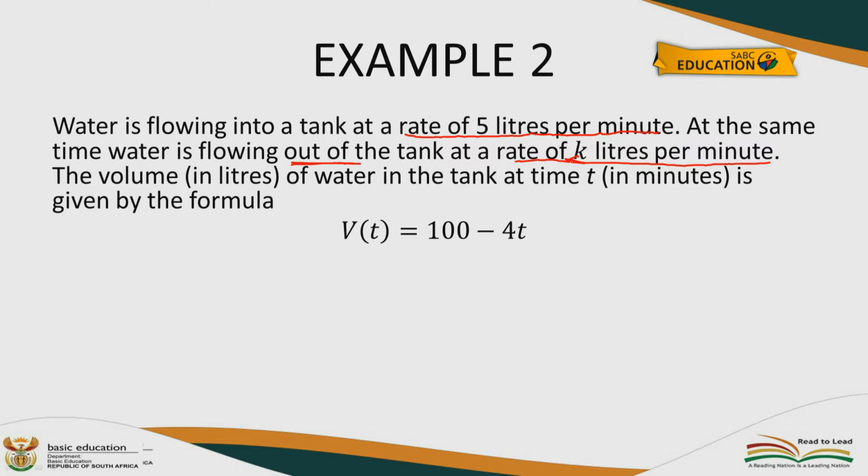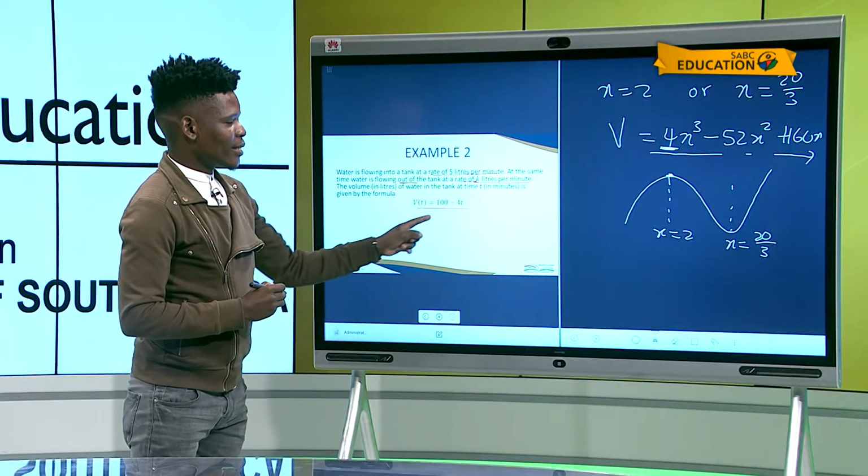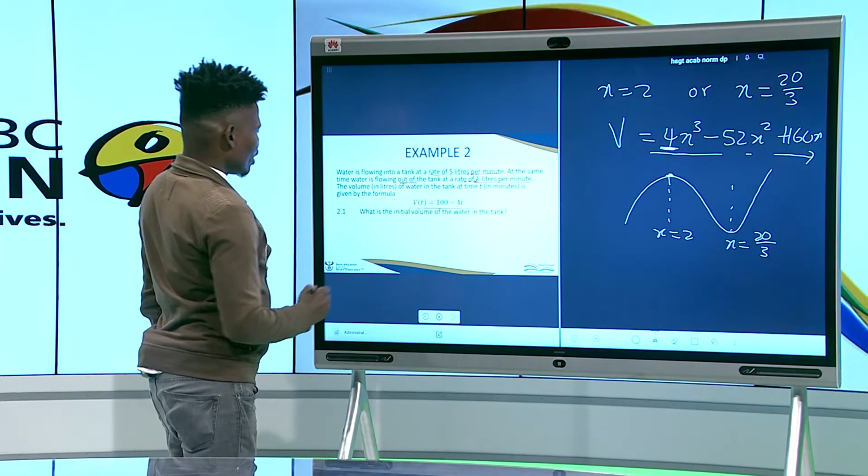Now, the volume in liters of water in the tank at any given time in minutes is given by the formula V of t equals 100 minus 4t. So this is the expression that will give you the volume of the water that is in the tank. At any given time, if you want to know the volume of the water in the tank, that is the expression that you would use. Now let us look at what the questions are.